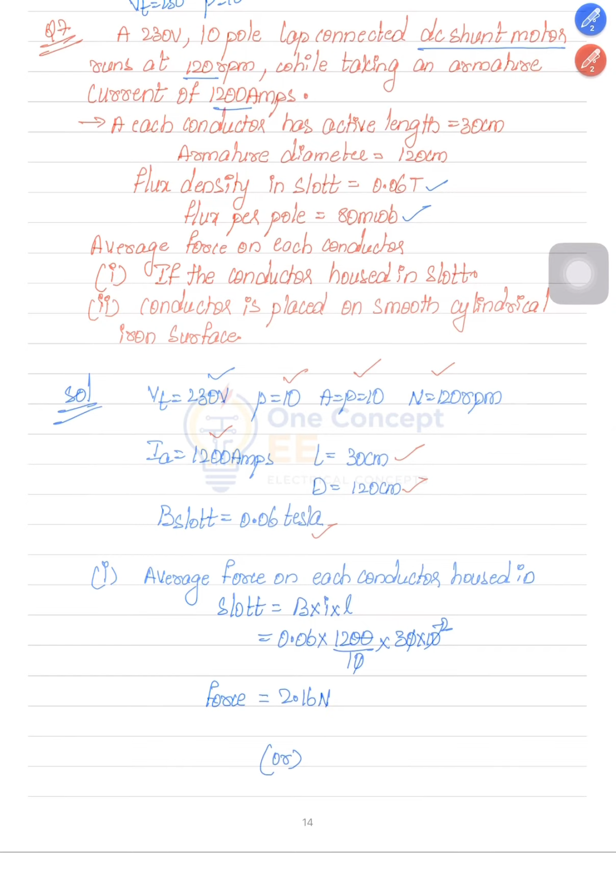We already know the average force on each conductor housed in a slot is B into I into L. B is the average flux density, I is the current through each conductor, and L is the effective length. We know the current through each conductor is Ia by A. By substituting, B equal to 0.06, Ia by A is 1200 by 10, into L, we get a force of 2.16 Newton.